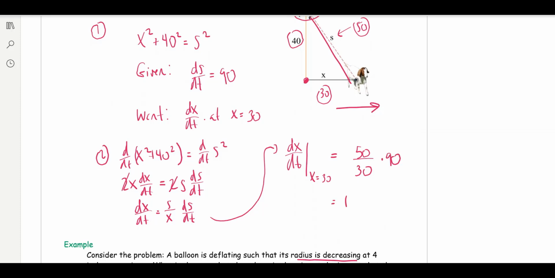So that's 1,500, and the units would be feet per second. So the units for linear, like distance, you're going to get feet, area, feet squared, and volume would be feet cubed. Okay, and that's the end of this section.